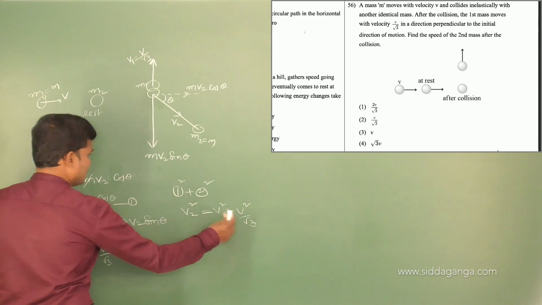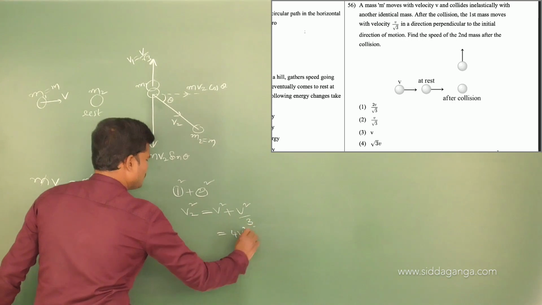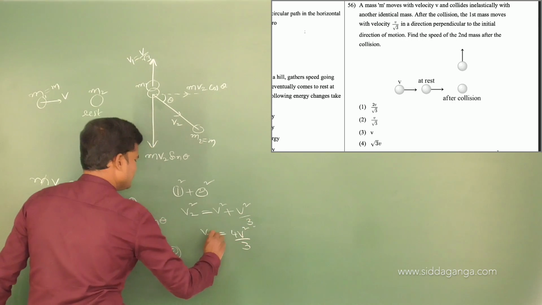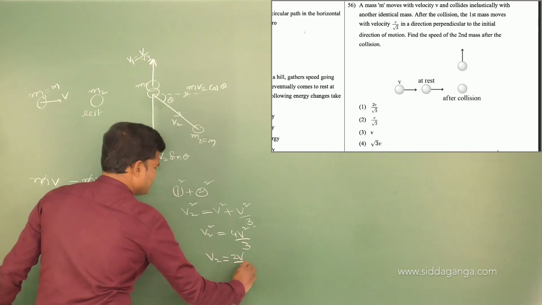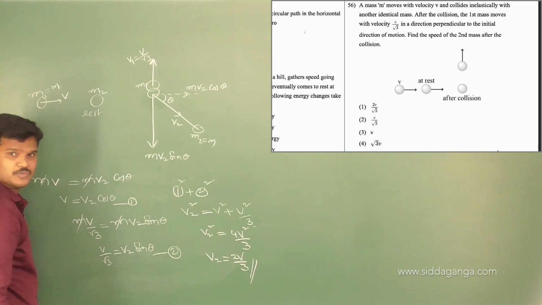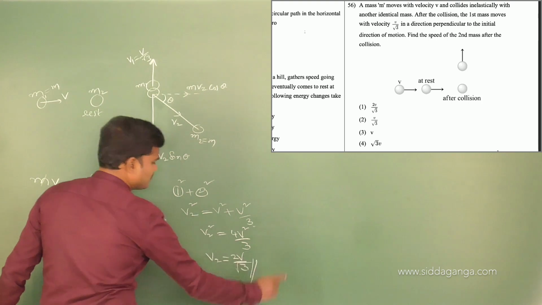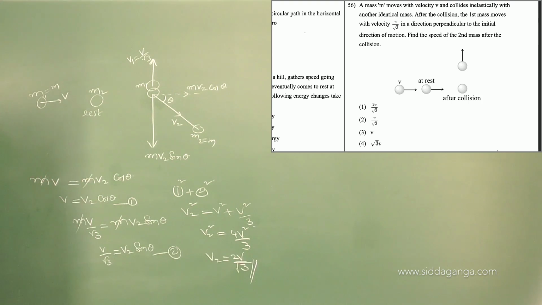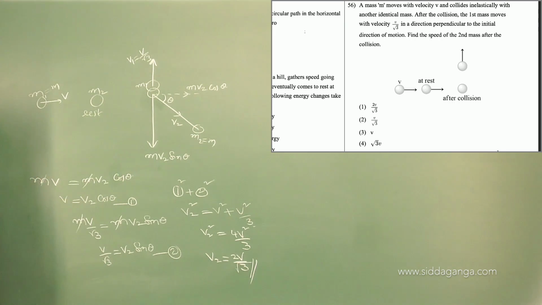Squaring now, v square and v square by 3. So how much is it? 4v square by 3. So v2 is equal to 2v by root 3. So see the first option. The first option is the correct option for this question.